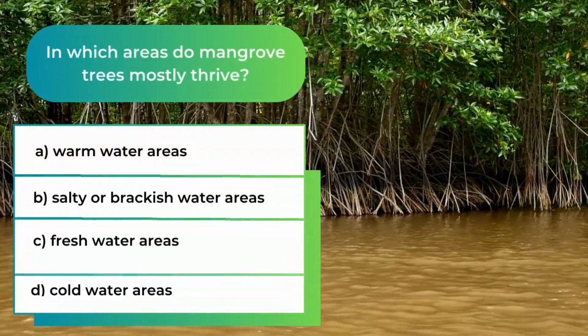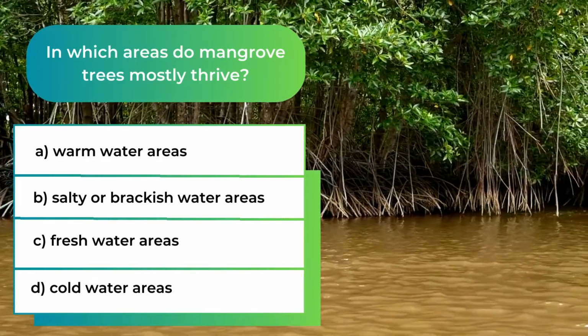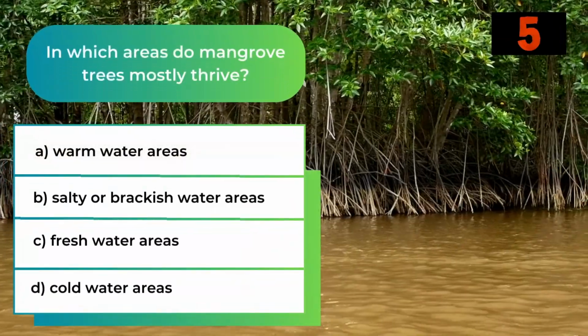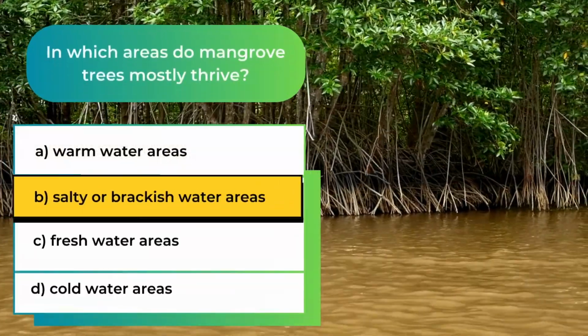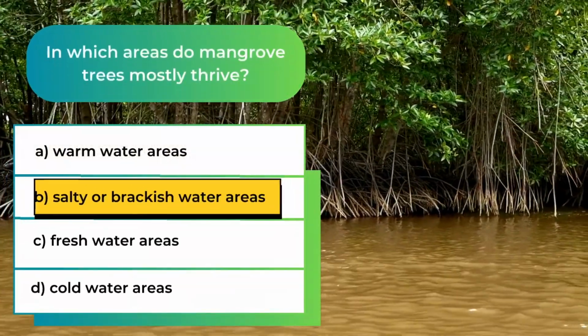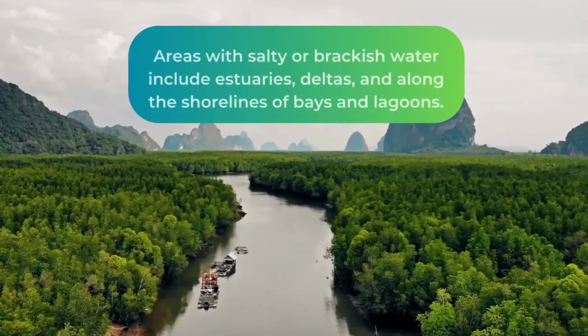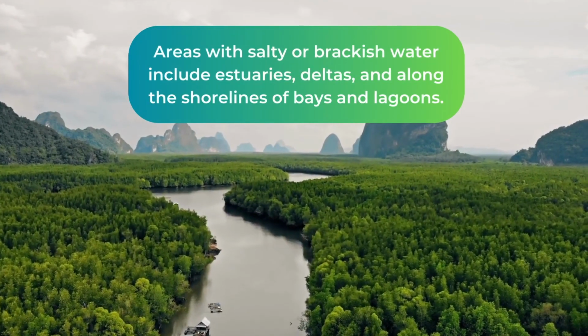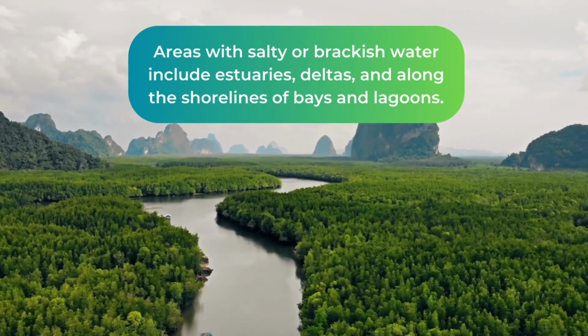In which areas do mangrove trees mostly thrive? The answer is B, salty or brackish water areas. Areas with salty or brackish water include estuaries, deltas, and along the shorelines of bays and lagoons.